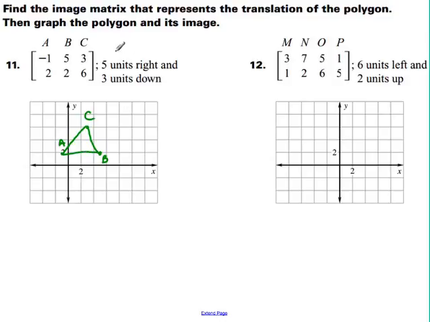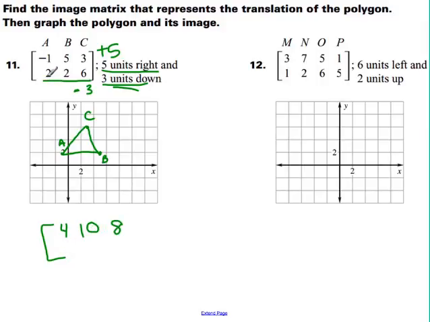Okay, we need to then move all these 5 to the right. So if these are all the x coordinates, to the right means I'm going to add 5 to them. 3 units down, since these are all the y coordinates, I'm actually going to subtract 3 from each of those. So here's going to be my new matrix. I'll take negative 1 plus 5. That'll give me positive 4. 5 minus 5 is 0. 3 plus 5, I'm sorry, that's 10. It's 5 plus 5. And then 3 plus 5 gives me 8.